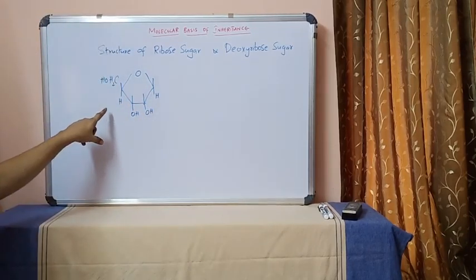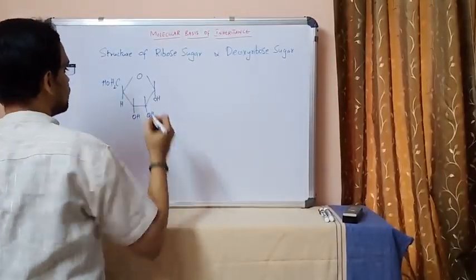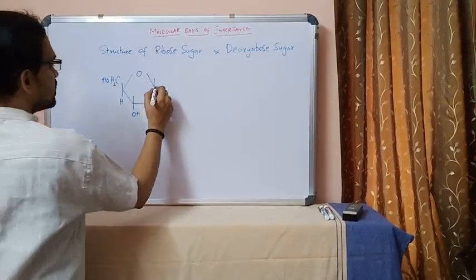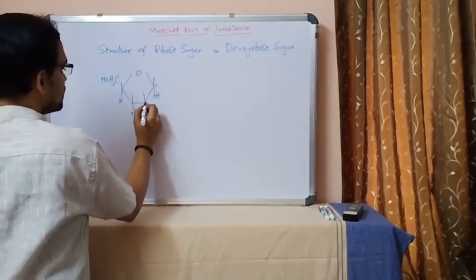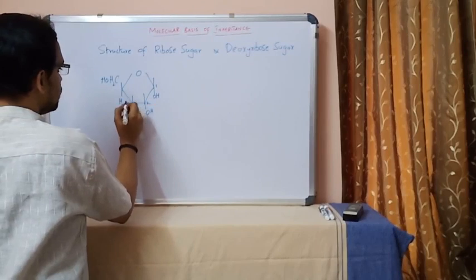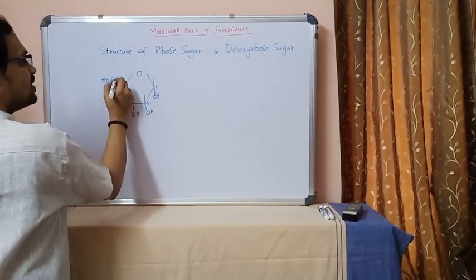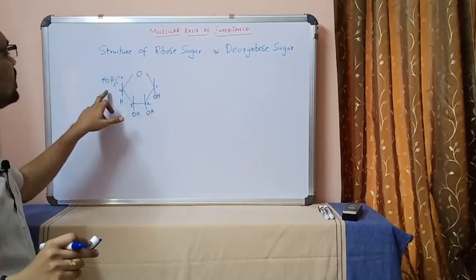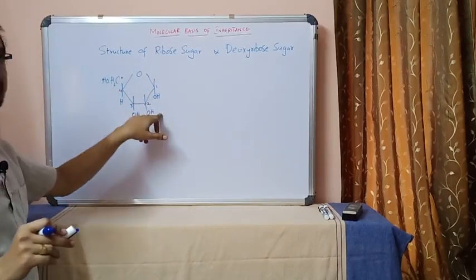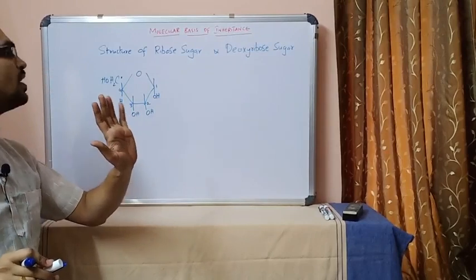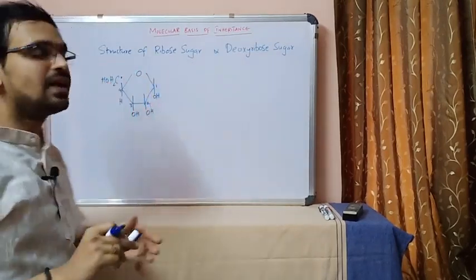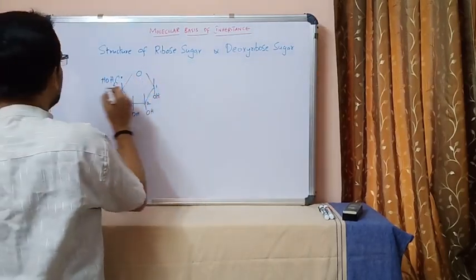This is the structure of the ribose sugar. This is the first carbon in the sugar, second carbon, third carbon, fourth carbon. This one is the fifth carbon. How many carbons are present in that sugar? Five carbons are present. What is that sugar? Ribose sugar. In ribose sugar, five carbons are there. Hence, the sugar is called pentose sugar.